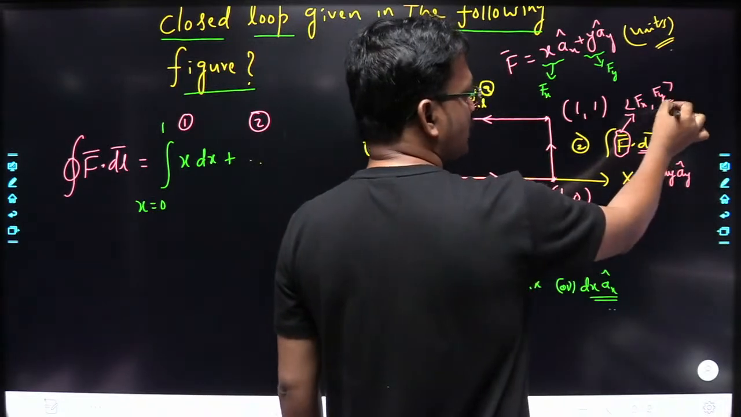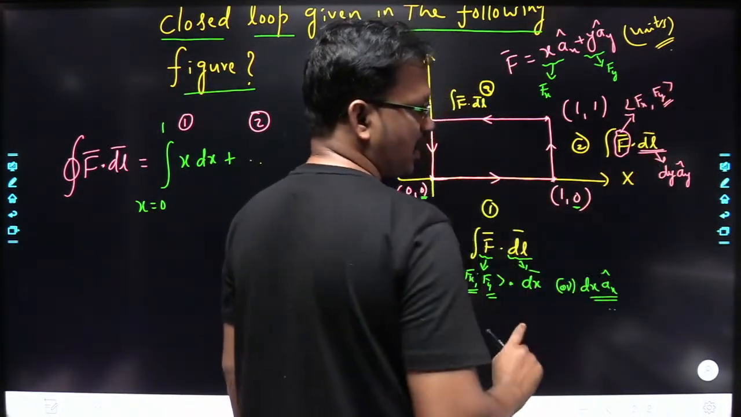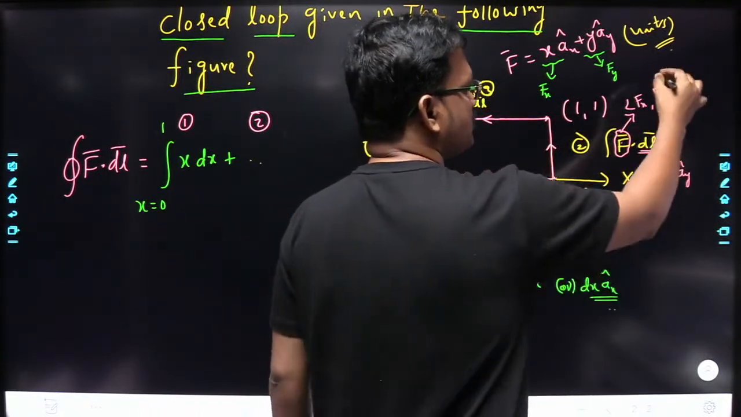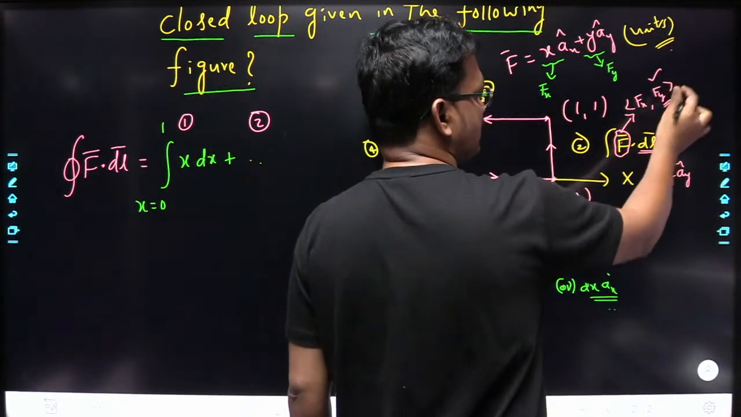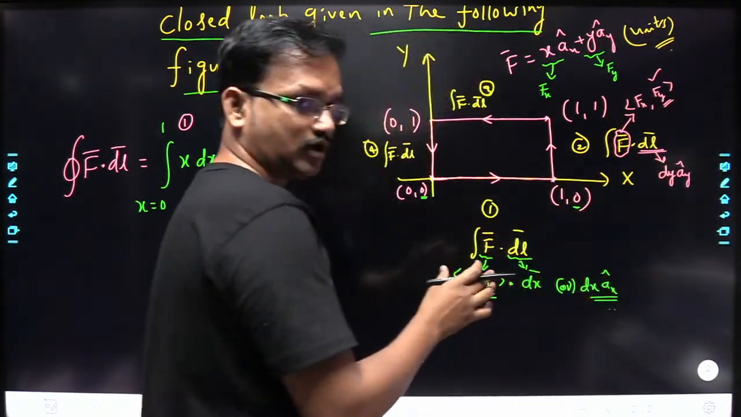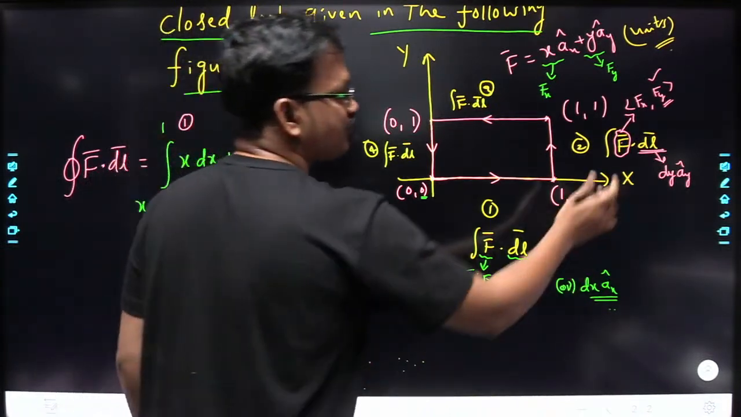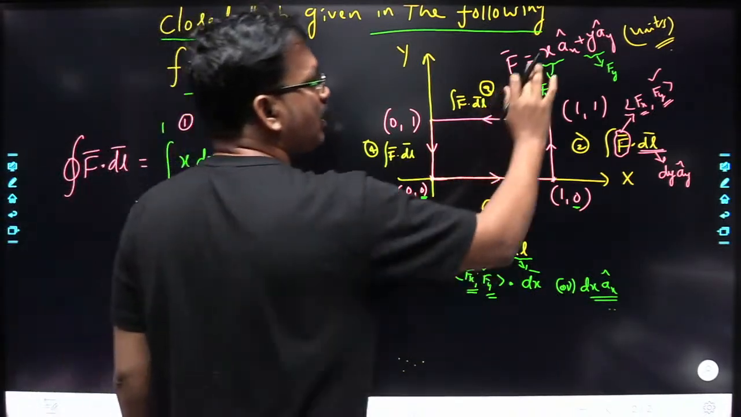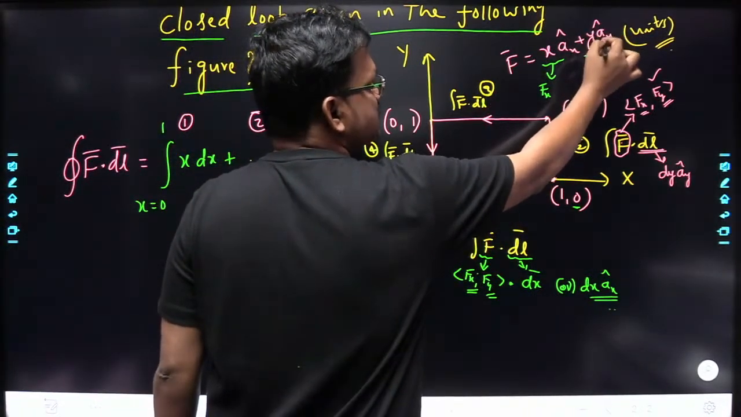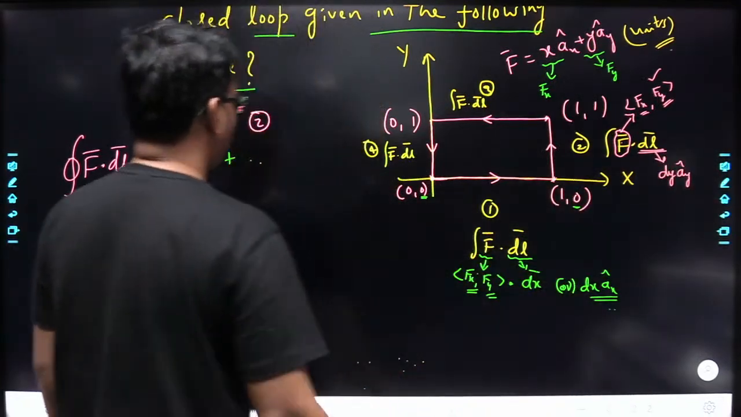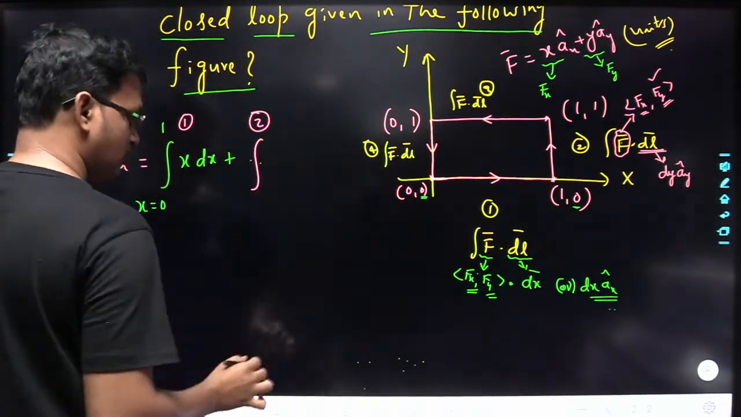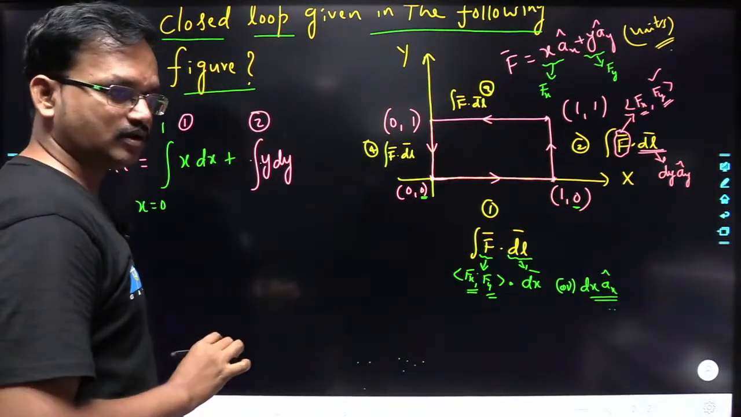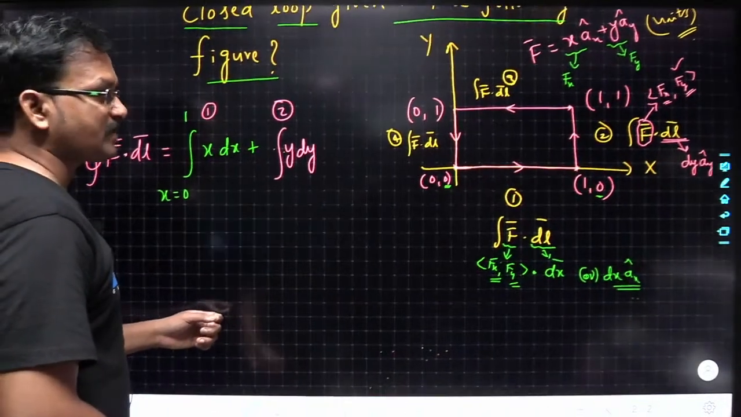Now if you do the dot product between the y component and dy ay cap, you are going to get some value, right? With the x component you get 0. With the y component, that is y ay cap dot dy ay cap, you are going to get the integral y dy, right? Okay, next.